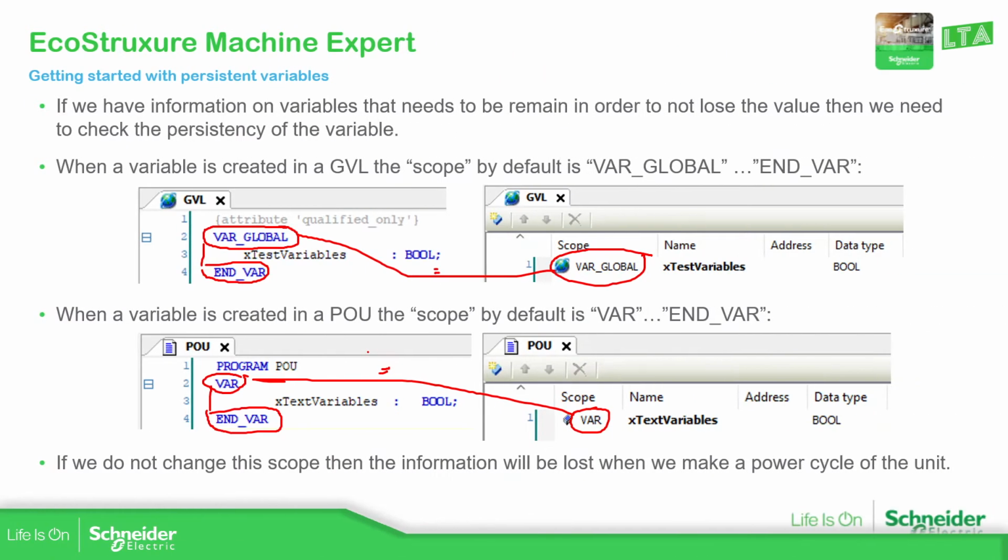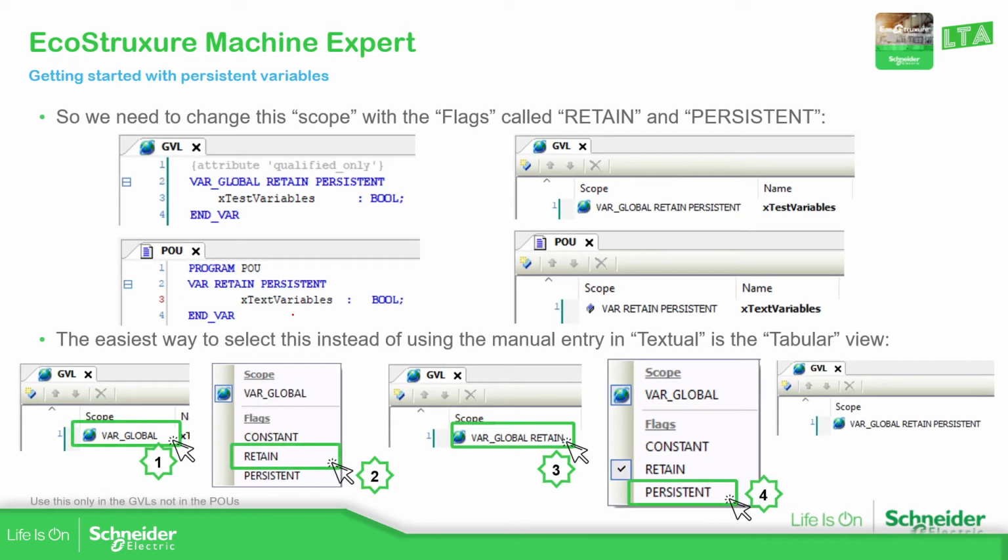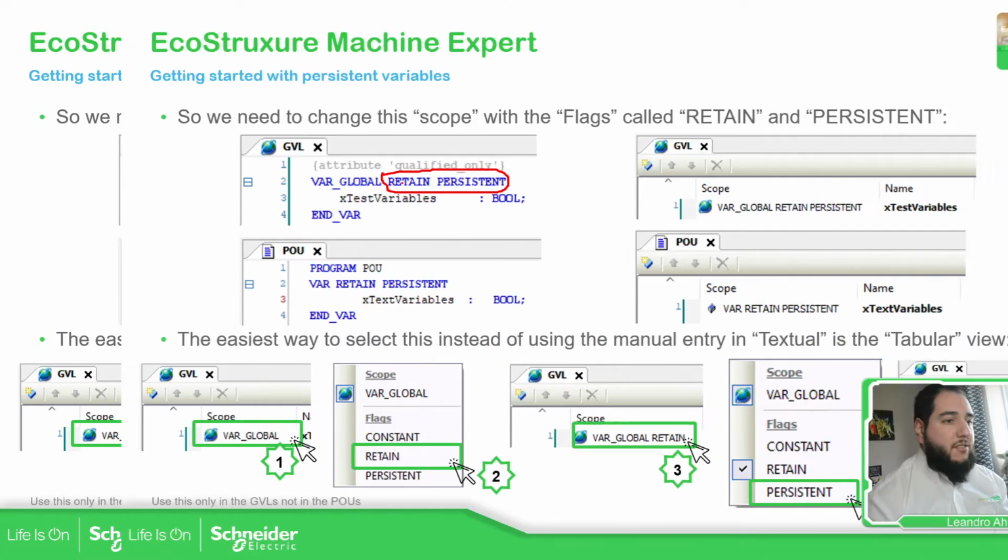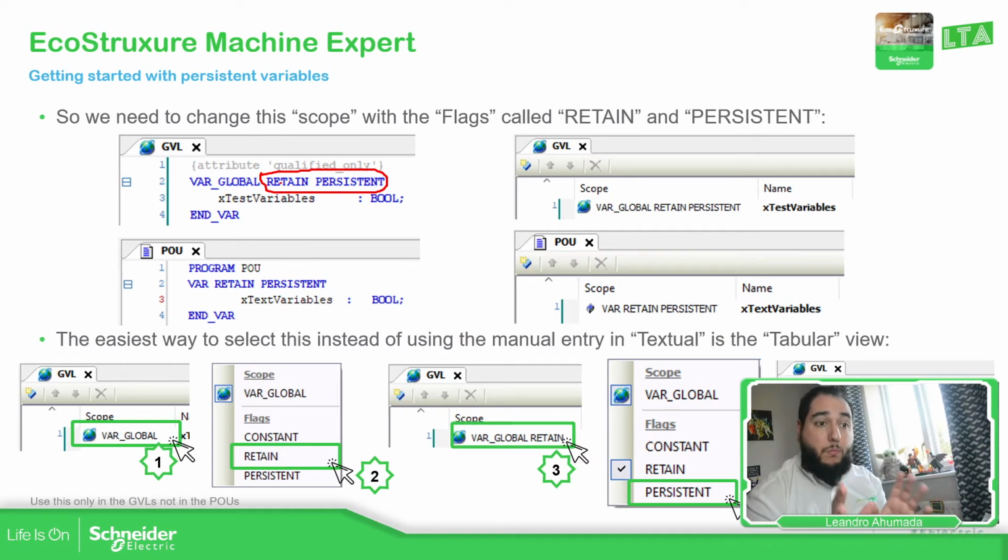So continue with this. All we need to do is to add this property, retain persistent or persistent retain. Here it doesn't matter the order. We need to specify they have these two properties. And here is something important. You can do that on the POU, but I recommend to do this on the GBL because it's the global variable list and you can create your own GBL only for the persistence, that we're going to see later. So instead of using this property on the POU, use it on the GBL or use the specific option that I'm going to show you.